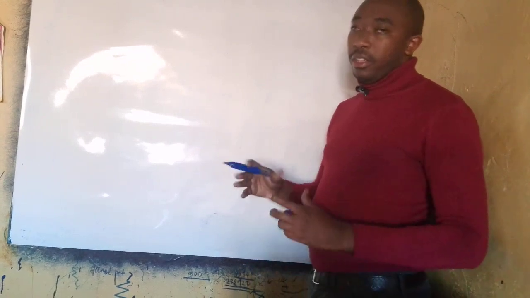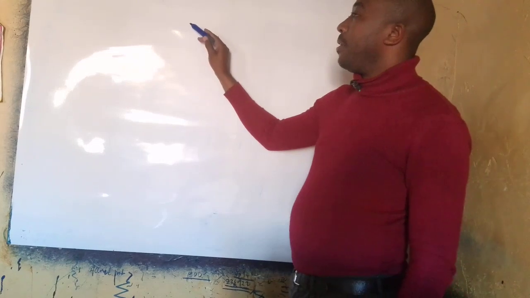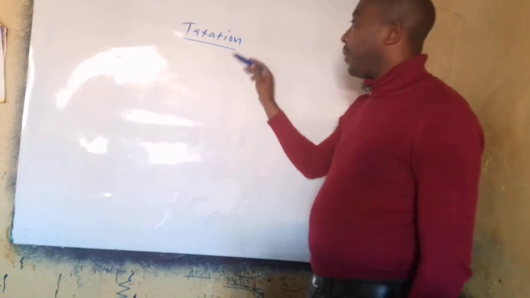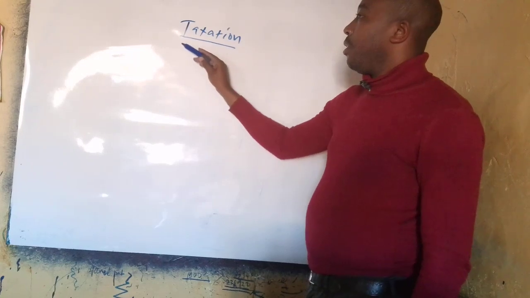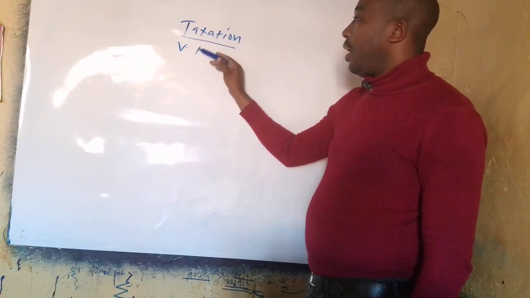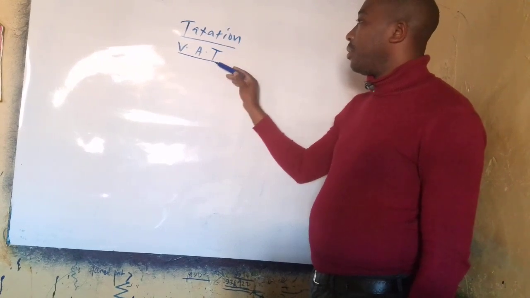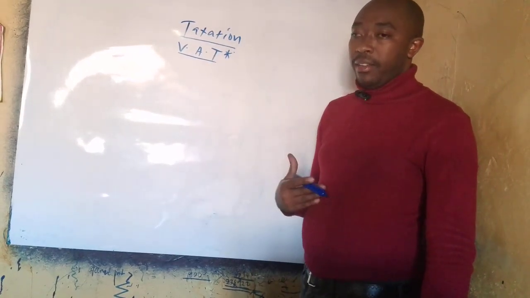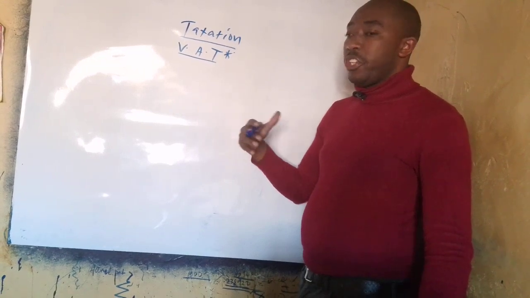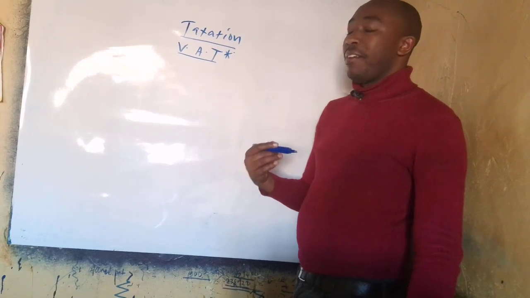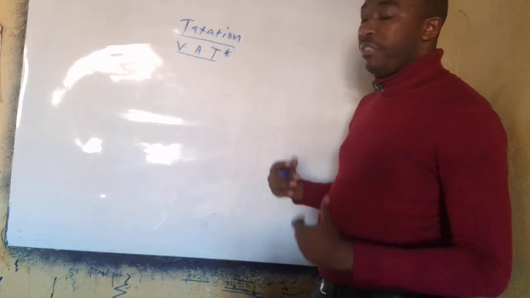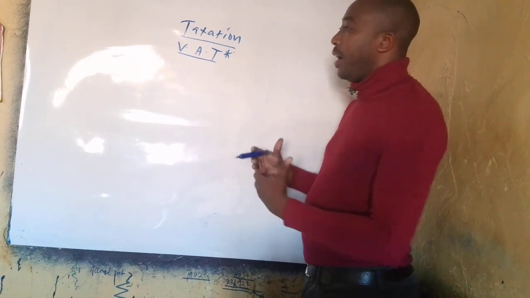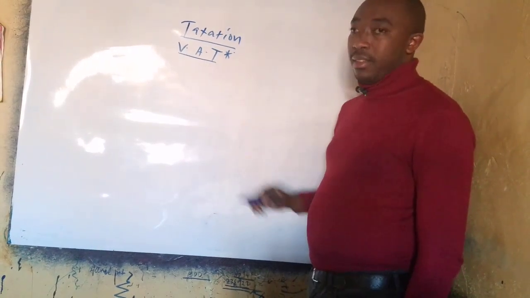Now, right now, I want us to look at taxation, specifically value added tax. When you talk of the value added tax, this is the tax charged on goods and services whose value has been increased, whose value has been added, just as the word suggests.